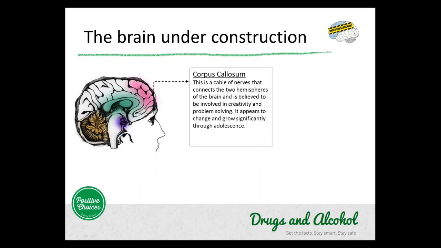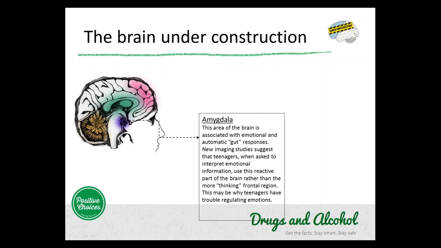And what we have here is the corpus callosum. This is a cable of nerves that connects the two hemispheres of the brain. It's believed to be involved in things like creativity and problem solving, and it appears to change and grow significantly throughout adolescence. And finally, I wanted to talk about the amygdala.